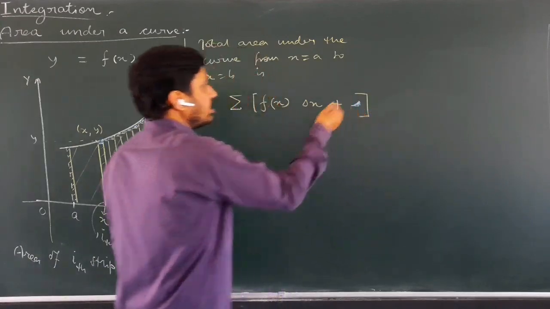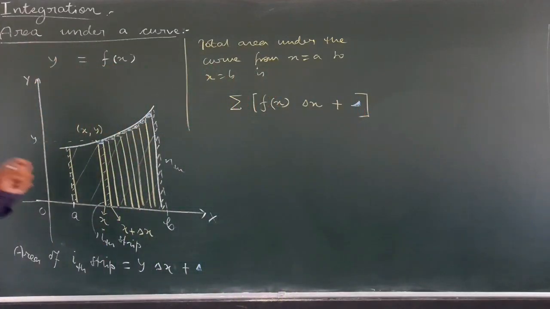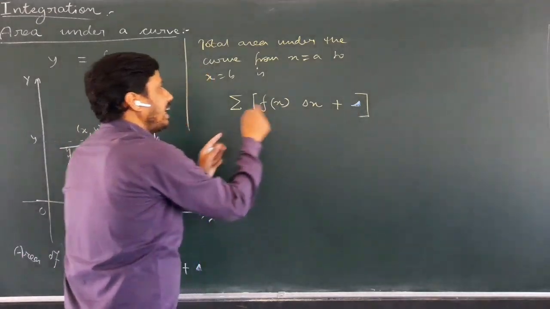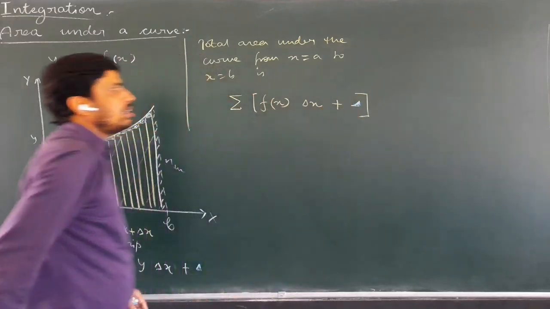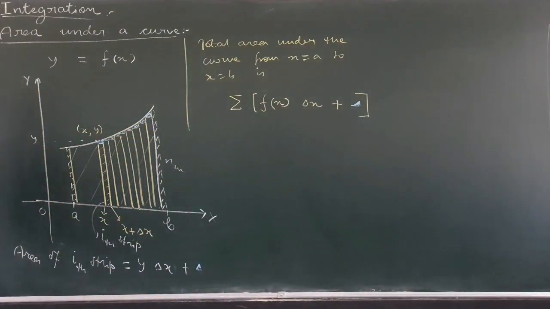There is no harm in indicating like this. So this is for one strip and this symbol is a summation. So for all the strips we have to add this. We will get the total area under the curve. Okay.